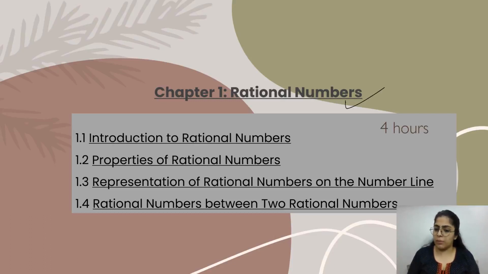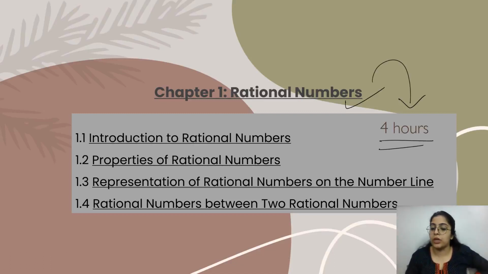So what is a rational number? Firstly, we're going to learn about properties, representation, and all of these things. We're going to learn how we can represent a rational number on a number line also, and how many rational numbers we have between two rational numbers. So I will take 4 hours for this particular chapter, so the concept will get clear to you easily.